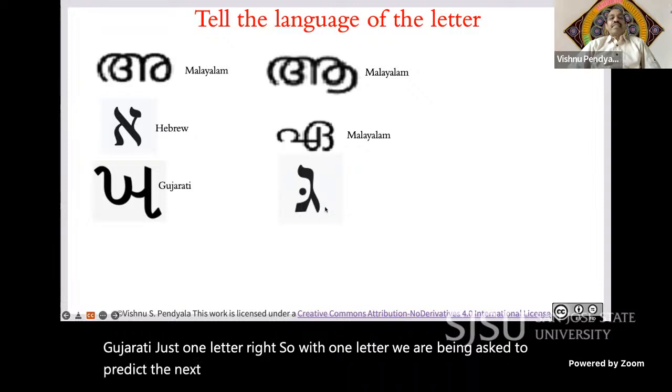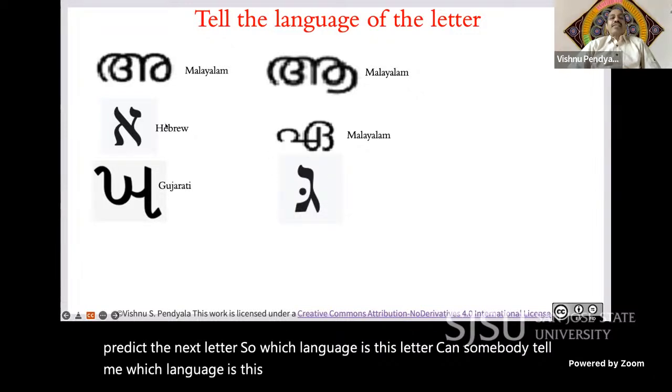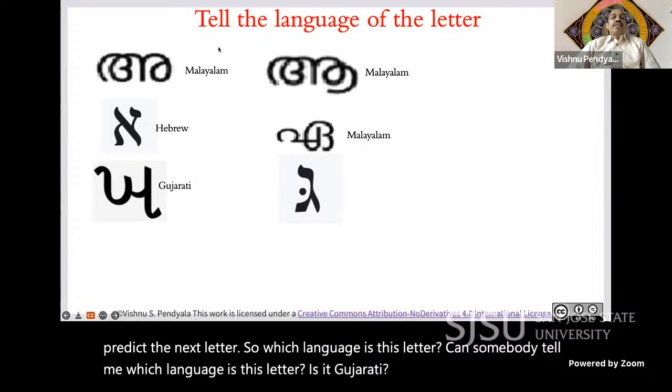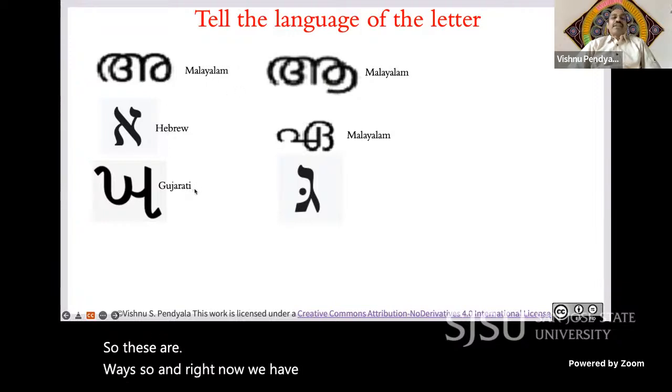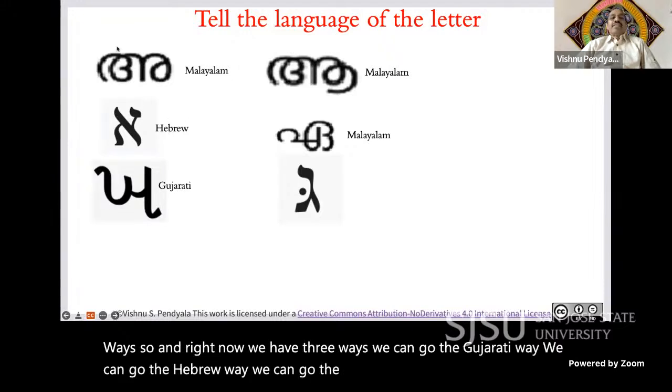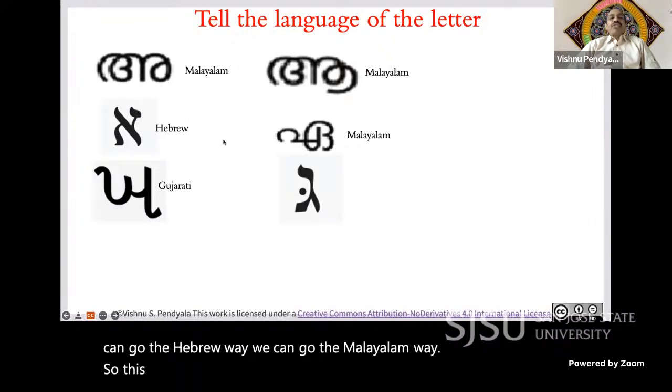So which language is this letter? Can somebody tell me which language is this letter? Is it Gujarati, Hebrew, or Malayalam? So these are called ways. So right now we have 3 ways. We can go the Gujarati way, we can go the Hebrew way, we can go the Malayalam way. So this is a 3-way one-shot learning.